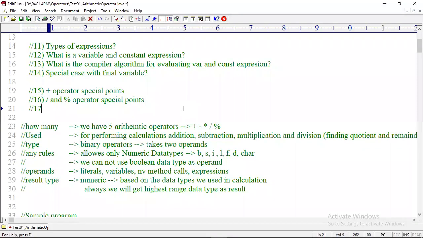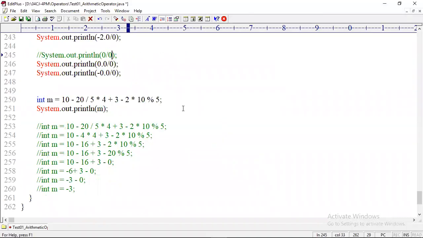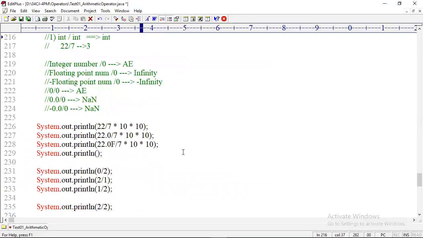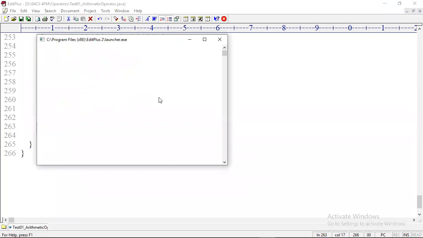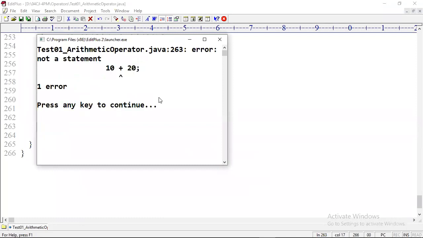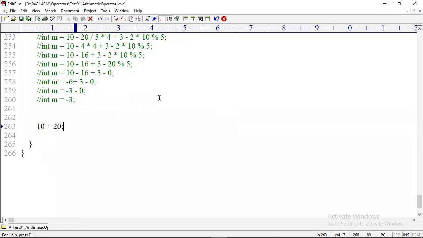Seventeenth point, as a single statement. Look here, I'm writing 10 plus 20 directly as a single statement. Is it allowed or not allowed? Not allowed. The compiler will throw an error: not a statement.